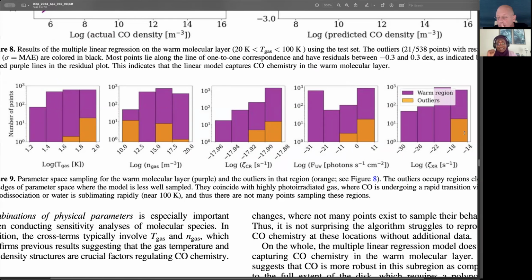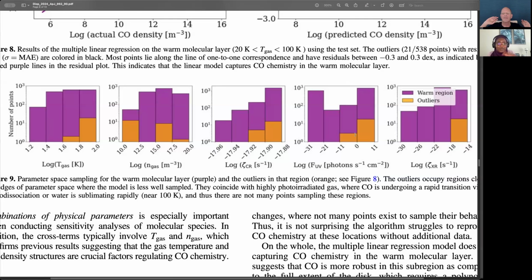Specifically, they are located in high temperature and high UV regions. That could denote a transition region where the UV and the temperature start to modify CO and break it down. So you're getting a transition from one region to the next. Most points in the warm molecular layer follow this linear model and are fit well by it, but these outliers are going through this transition region, reflecting a different chemistry occurring.